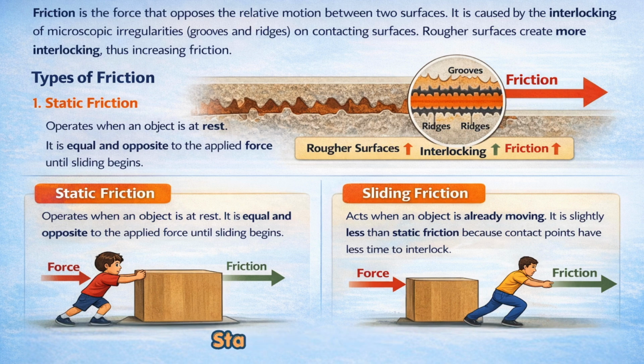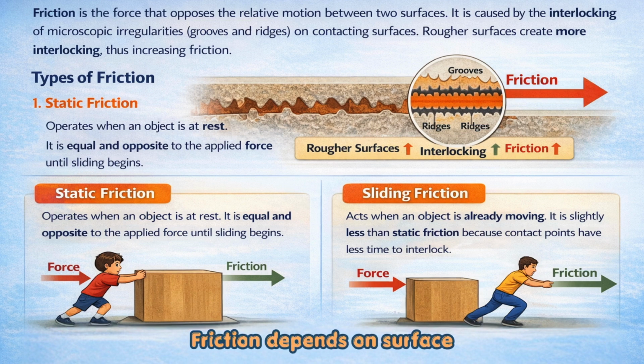Types of friction. Static friction operates when an object is at rest. It is equal and opposite to the applied force until sliding begins. Sliding friction acts when an object is already moving. It is slightly less than static friction because contact points have less time to interlock.